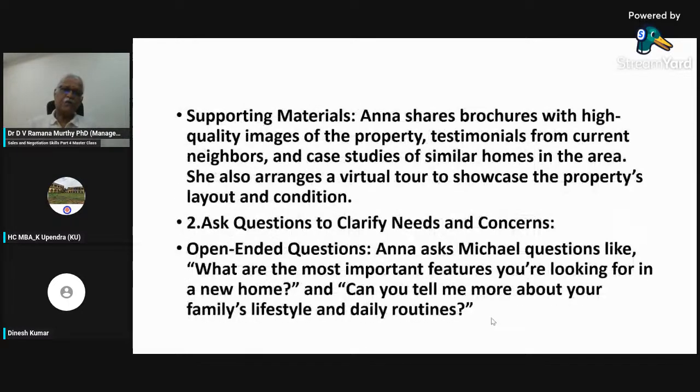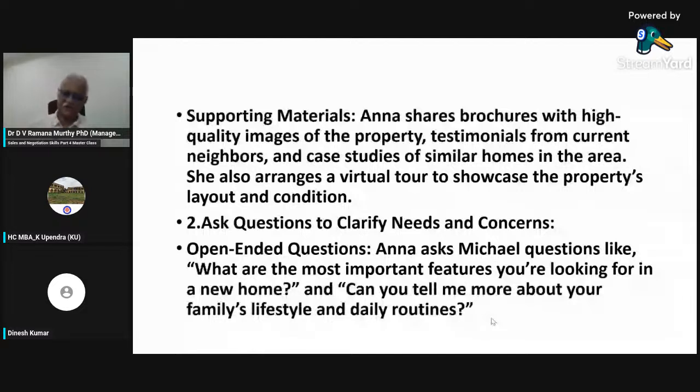Then you need to provide all the support materials. Anna shares brochures and high quality images of the property, testimonials from current neighbors who have already bought houses and how satisfied they are, and presents case studies of similar homes in that area, how they are and how they are functioning. It's very important. She also arranges a virtual tour to showcase the property's layout and condition. That's what we always say.